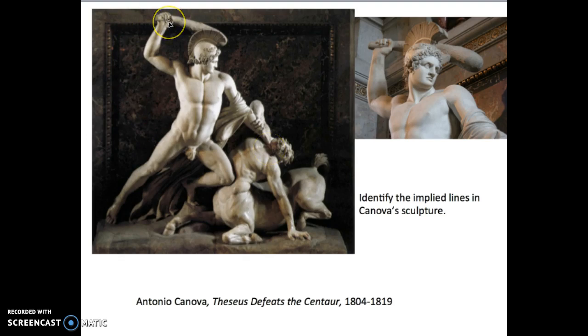We also have, in this instance, a curving implied line. They don't have to be straight implied lines. We get the sense that Theseus is about to swing this bat, and so this would create a curving implied line which follows the motion of his hand and which follows the motion of his bat.